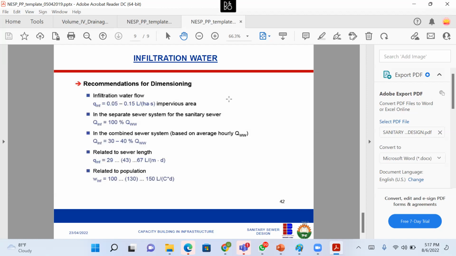Let's talk about infiltration water. As I said, infiltration water for sewer is a bit lower than the one for stormwater. So you can see this is the unit. You can just add this in addition to your value, right? Then in a separate system, it's almost 100% of wastewater flow. Then in the combined system, it is between 30 to 40% of wastewater flow, and so on and so forth. This is not important.